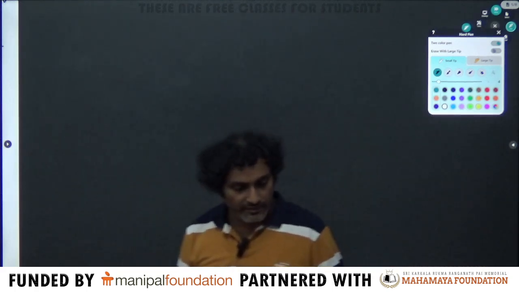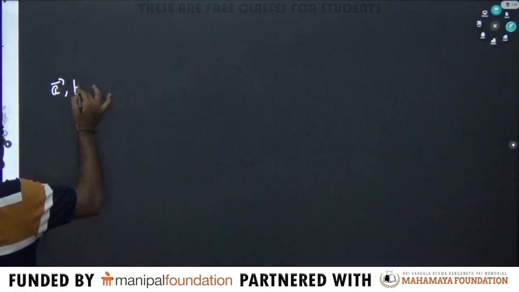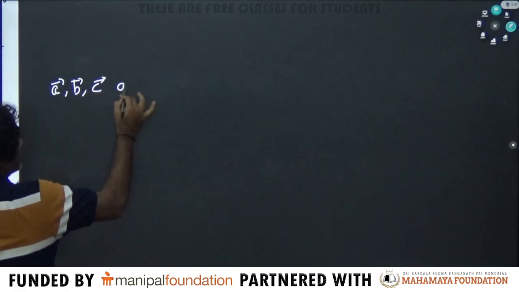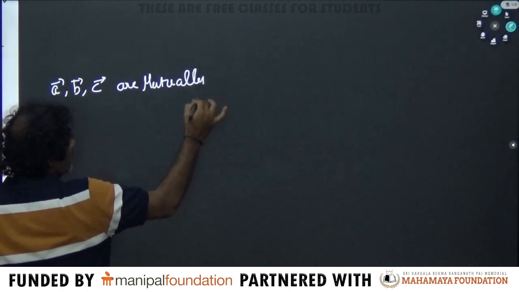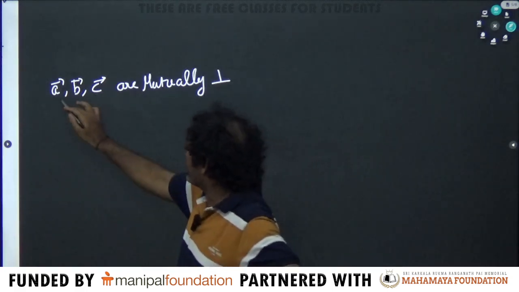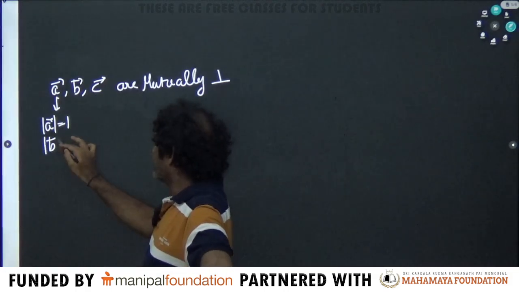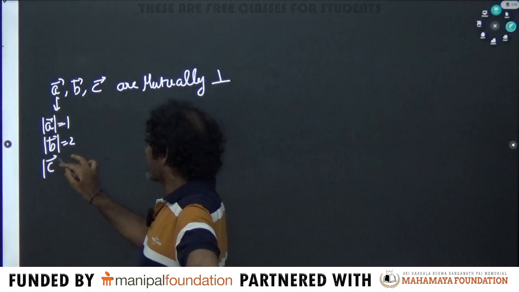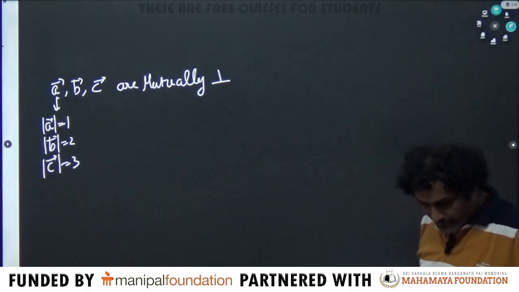A, B, C are mutually perpendicular, and each having magnitude, magnitude A is 1, magnitude B is 2 and magnitude C is 3, each having magnitude 1, 2, 3 respectively.